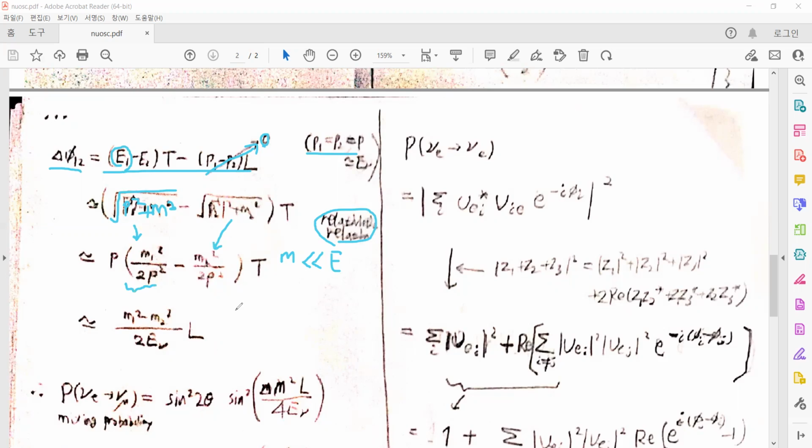And we will assume the momentum is similar to the energy, and the time is similar to the distance. So such a phase difference can be written like that. There are the mass squared difference, the neutrino's energy, and the detected distance. So if we input this phase difference, in terms of the mass squared difference, into the previous calculation of the squared magnitude of the coefficients for the quantum state, then we can obtain the mixing probability.